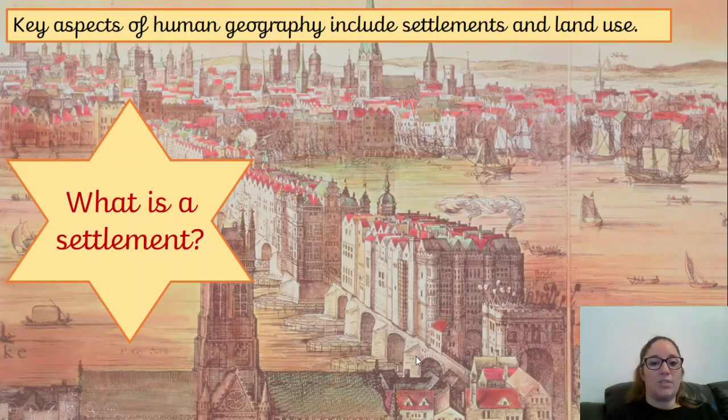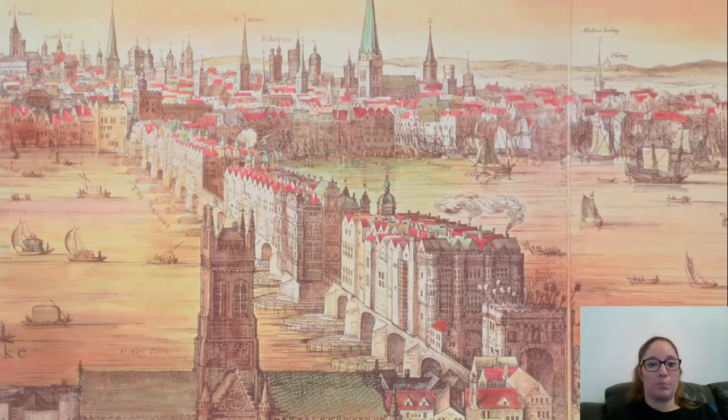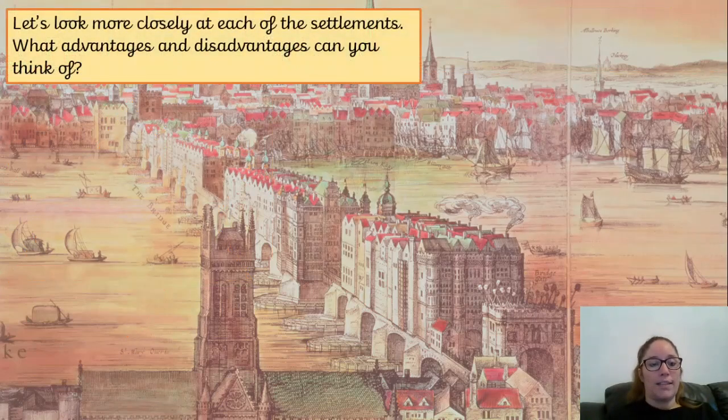Okay, so that told us a little bit more about settlements. So settlements are places where people live and work. And they can vary in size from tiny hamlets to large cities. Okay, so studying settlements can also include looking at their features such as their homes, schools, shops, parks and libraries. So let's have a look a little bit more closely at each of the settlements. What advantages and disadvantages can you think of for each?